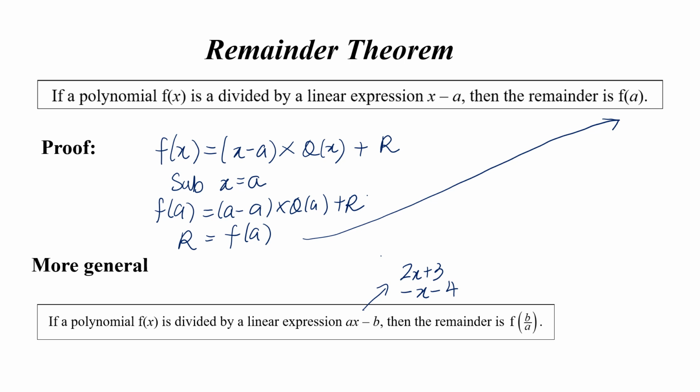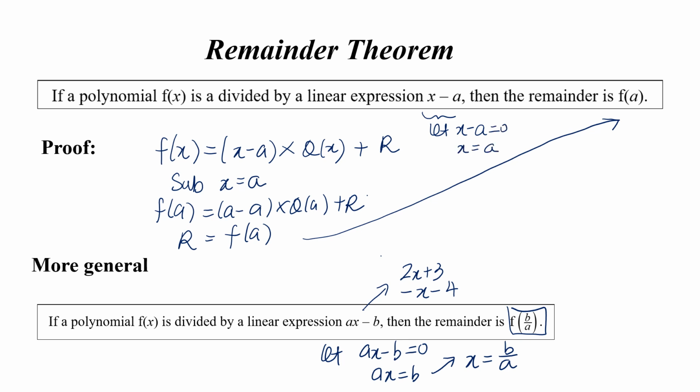So how do you get that? You simply let ax minus b equal 0, and then you will have ax equals b, and if you make x the subject, you will have x equals b over a. So you're just substituting x equals b over a. Therefore, the remainder will be f of b over a. Whereas for the earlier one, you are just letting x minus a equal 0, so you're just substituting x to be a. Therefore, the remainder is f of a.